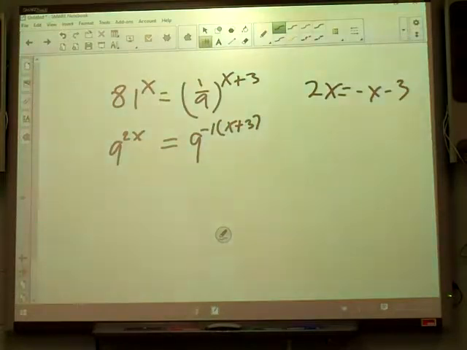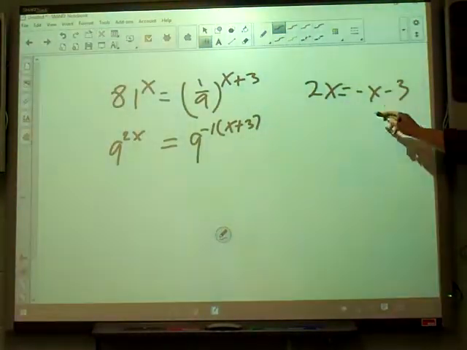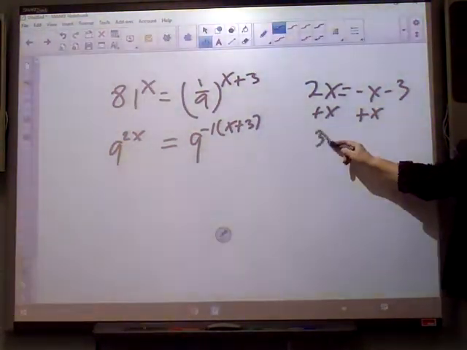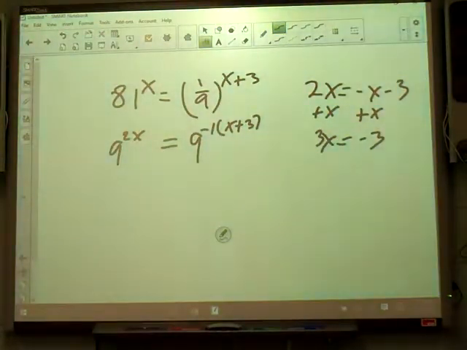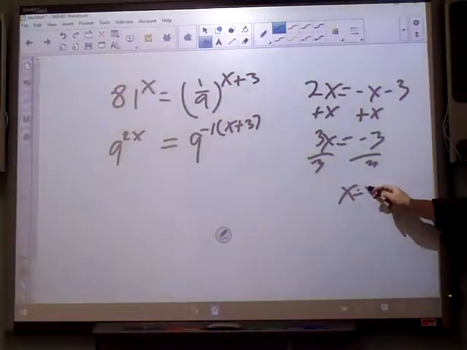You should have started off by distributing your -1. That would have got you 2x equals negative x minus 3. Then what did you do from there? Okay, good. We'll add that x. So 3x is -3. Austin's got it. Yes, sir.